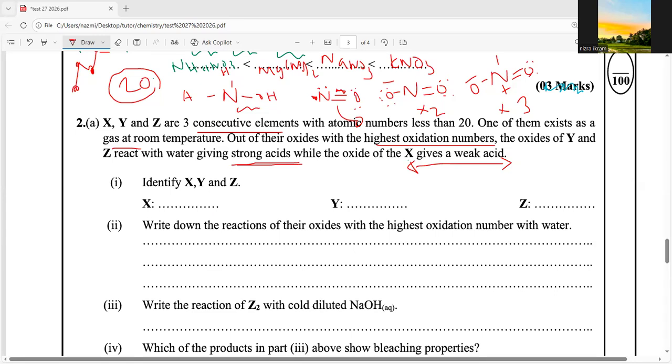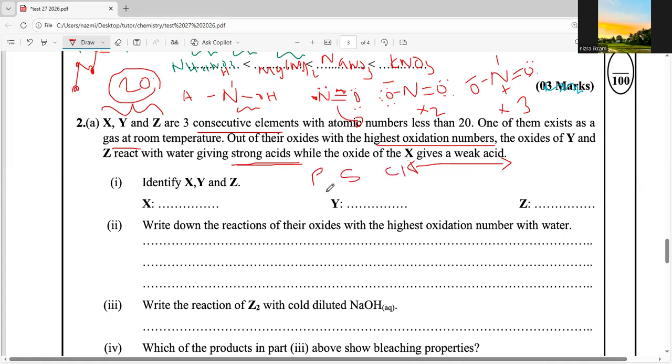So these should be third period non-metals. Non-metallic oxides are acidic, so if those oxides react with water they can form strong acids. So X, Y, Z should be non-metals and one after the other. Y and Z oxides react with water giving strong acid, but X gives a weak acid. So it can be in the order of phosphorus, sulfur and chlorine.